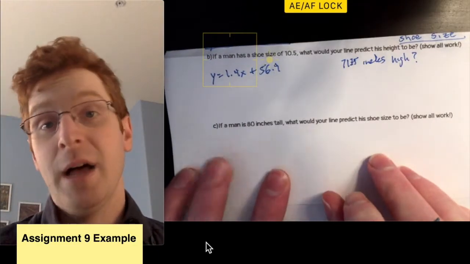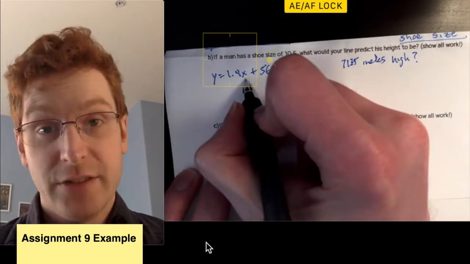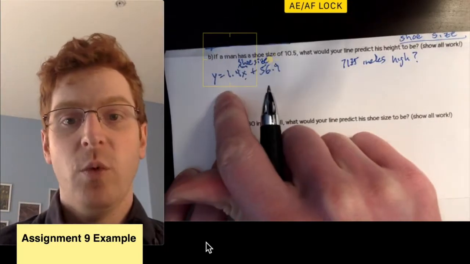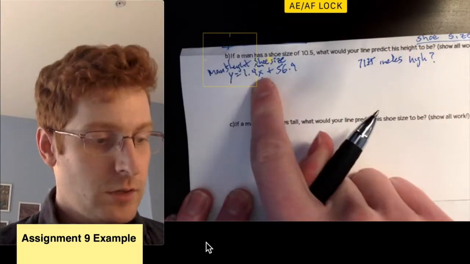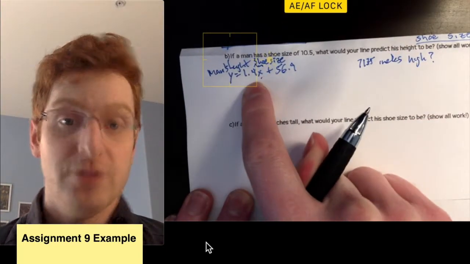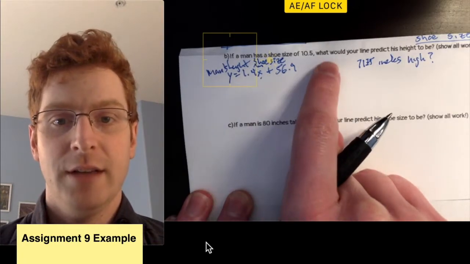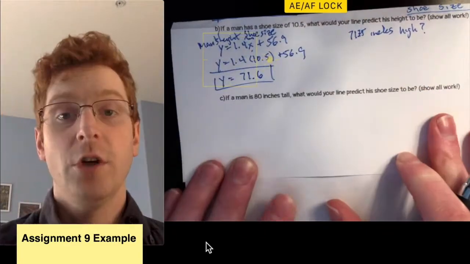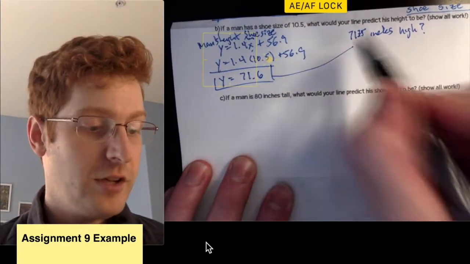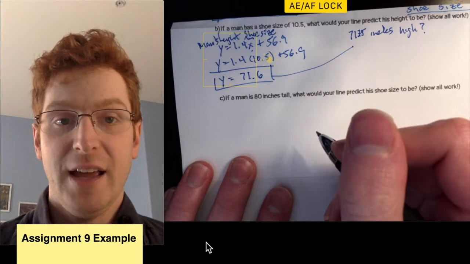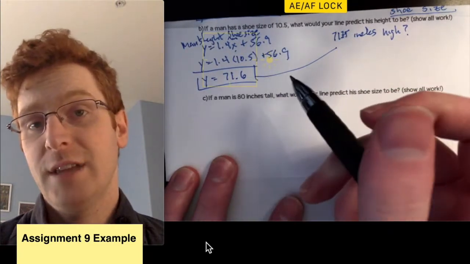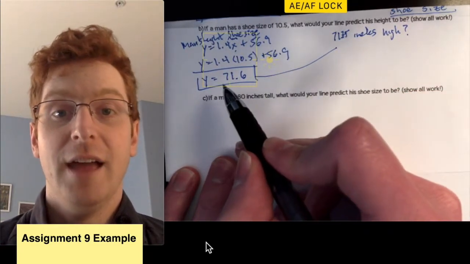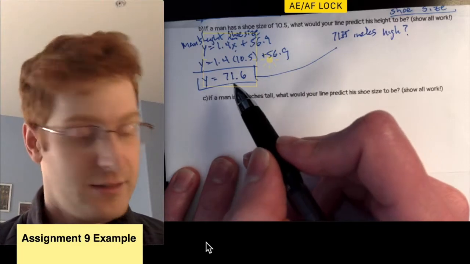It's good to keep in mind what our variables stand for. X is shoe size, and Y is the man's height. So if I want to find the man's height with a shoe size of 10.5, I just plug in 10.5 to X and solve for Y. Note that this value is pretty close to our prediction. So we would say that if a man has a shoe size of 10.5, we would predict that he had a height of 71.6.